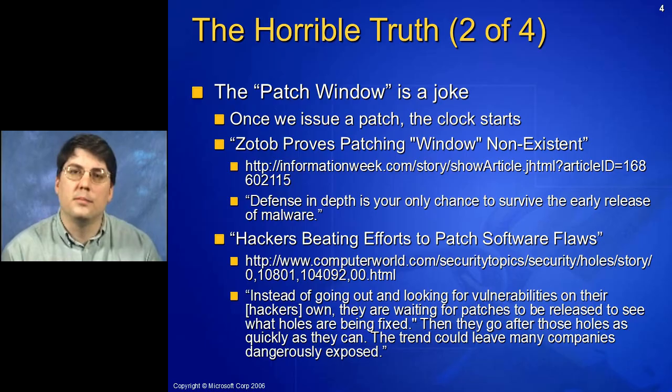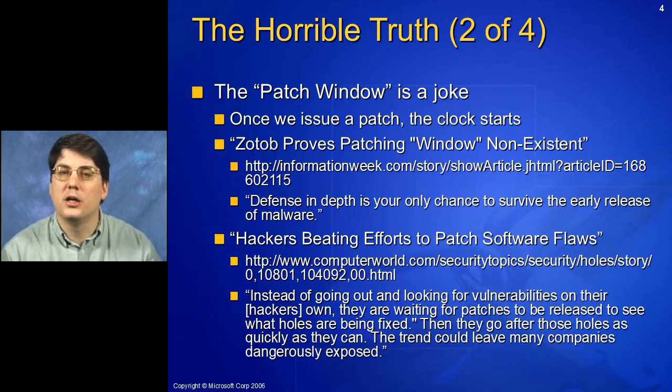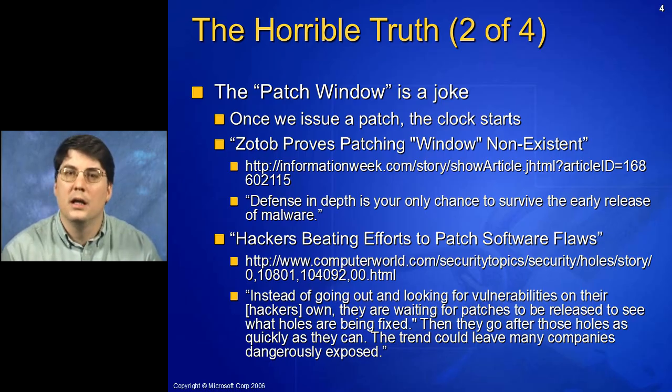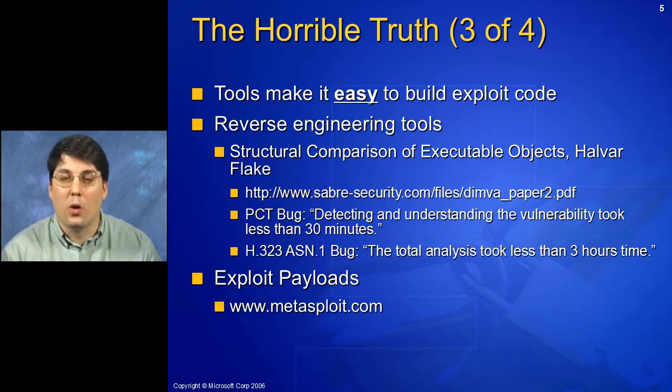We know that researchers and intruders can go from no knowledge of a vulnerability whatsoever to a total working exploit, often in a matter of hours if they're skillful, or a matter of days if they're only beginning to use some of the tools that are out there. The Zotob worm showed that to be very true. The Zotob exploit came out shortly after the first knowledge of the vulnerability was made public. So we know that intruders can go from no knowledge of a code to a working exploit very quickly. Tools make it very easy to build exploit code.